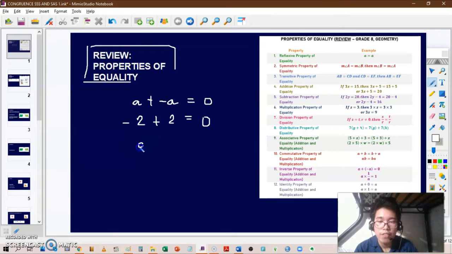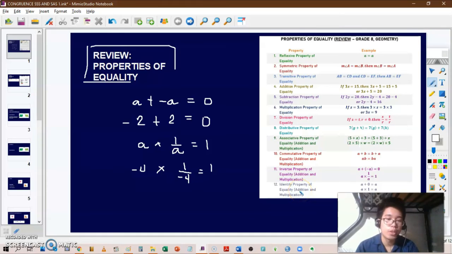For example, we have the variable a, and if you multiply it by its reciprocal, which is 1 over a, we get 1. So whatever value we put there, it will always be equal to 1. So let's say for example you have -4, and we multiply that by 1 over -4, which is its reciprocal, you also get a 1. And then lastly, we have the identity property of equality.